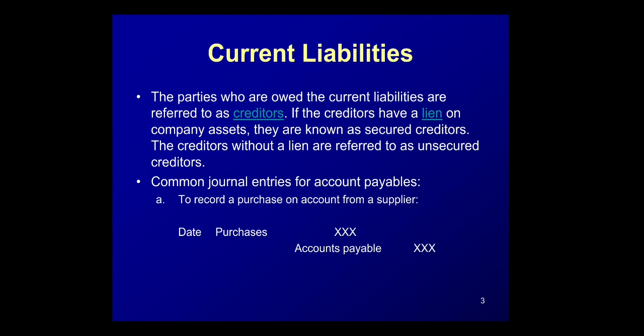Okay, see here more about the current liabilities. The parties who are owed the current liabilities are referred to as creditors. So the situation is like this. Let's say you have a small grocery shop, and then one day you make a purchase from a supplier, and the deal is you pay for the purchase next month. So in that situation, we call the supplier a creditor, because the supplier gives credit to your business. The supplier allows your business to pay later. So in accounting, we call the supplier creditors.